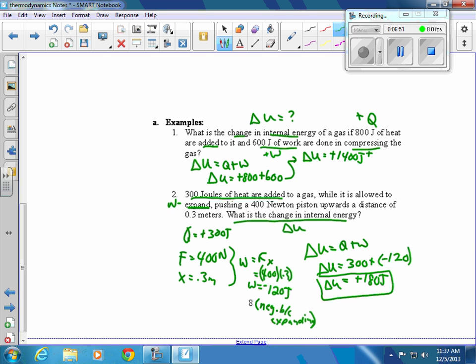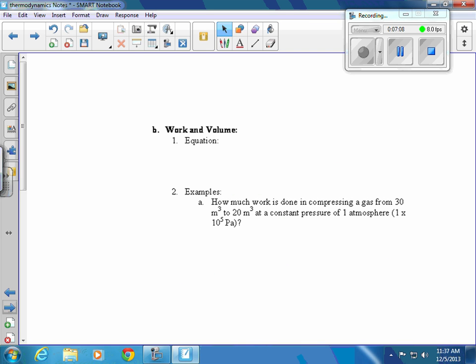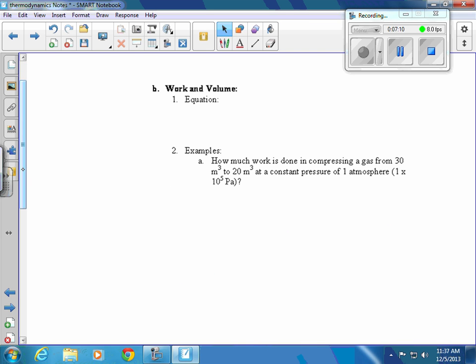The 300 joules of heat that I'm adding would tend to make it hotter by 300 joules, but when I allow it to expand, it gets cooler, and it's losing 120 joules of energy that way, and altogether it's a net gain of 180 joules. Top of the next page, work and volume.